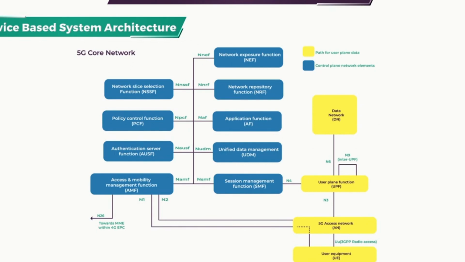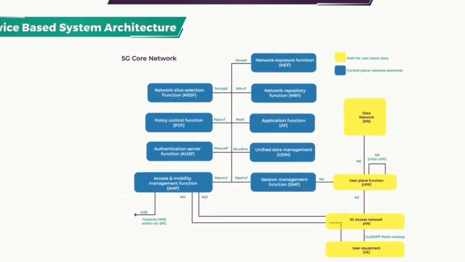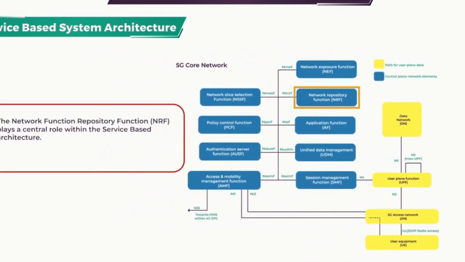The functionality associated with each network function is described in later part of this course. The Network Repository Function (NRF) plays a central role within the service-based architecture. Network functions register the services they offer with the NRF. They then use the NRF as a database to discover the services offered by other network functions.